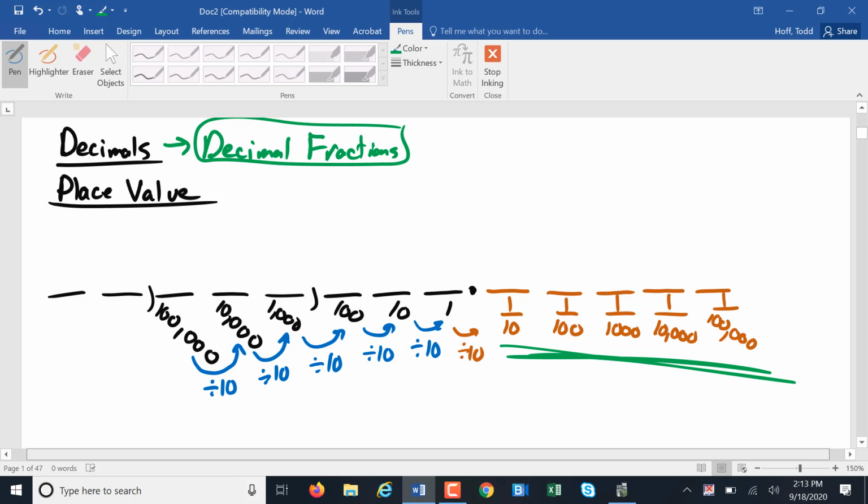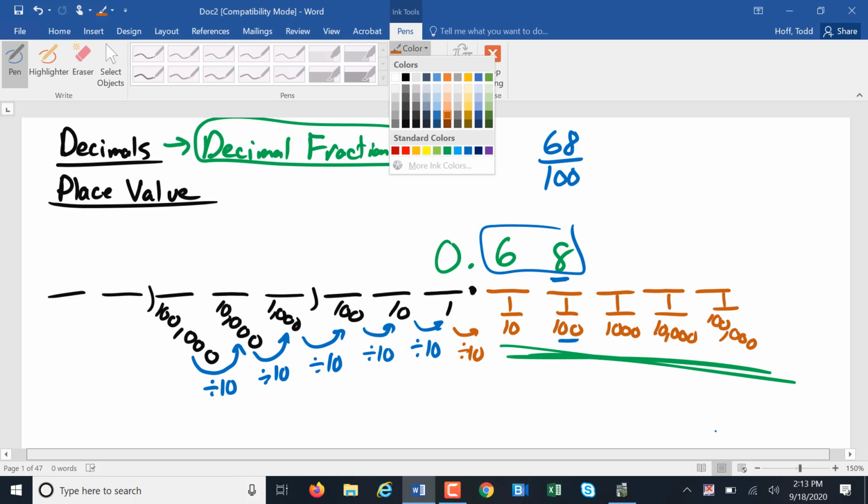So if I have a decimal like 0.68, that literally means 68 is my numerator, and my denominator is the place value of the last digit. That 8 is in the hundreds place. That is, we would pronounce that as 68 hundredths, but it literally means the fraction 68 out of 100. In fact, it's that simple to convert a decimal into a fraction.